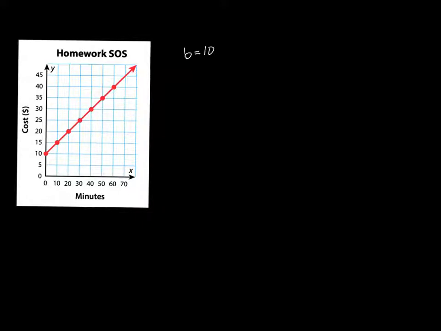Now, the next thing that you need to do is find the slope. The slope is going to be equal to the rise over run. So you need to figure out how much does it go up or how much does it go down, and you're going to divide that by how much it moves to the right. All right? So in this case, we see that 10 goes up 5 units. From 10 to 15, it went up 5 units.